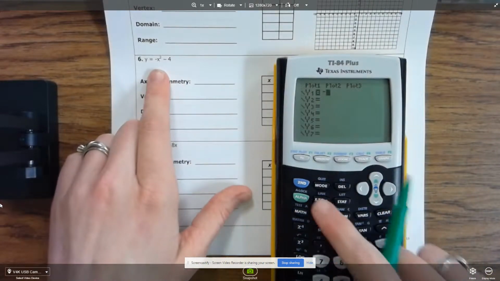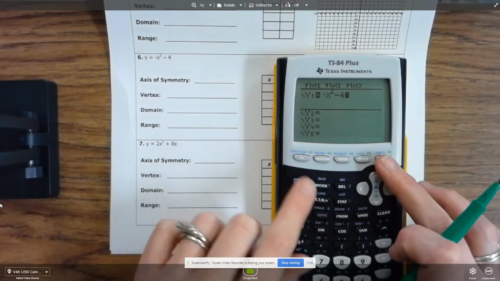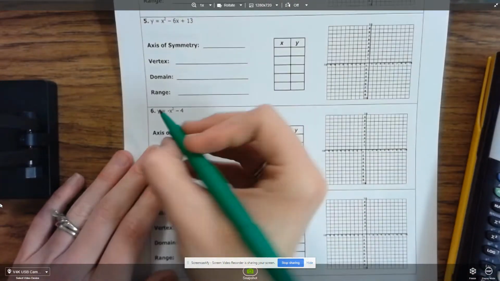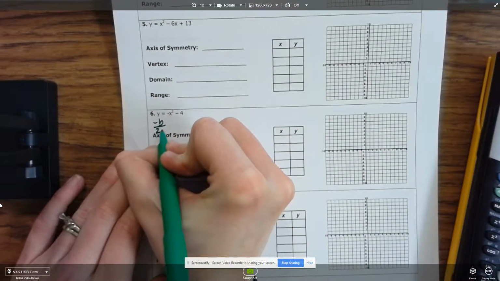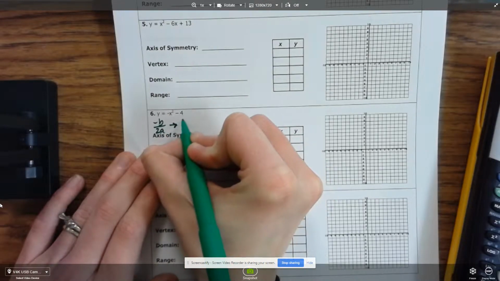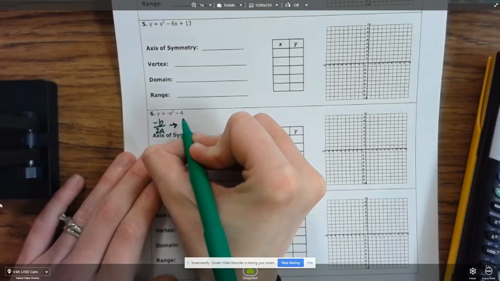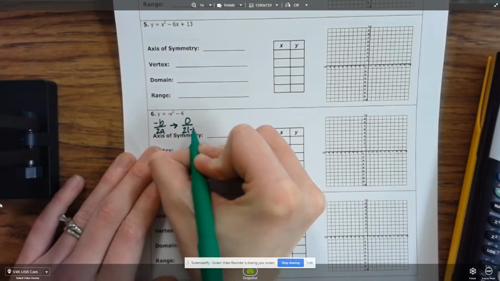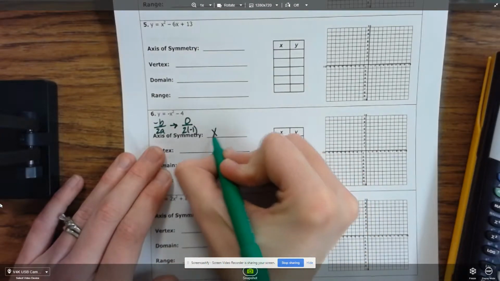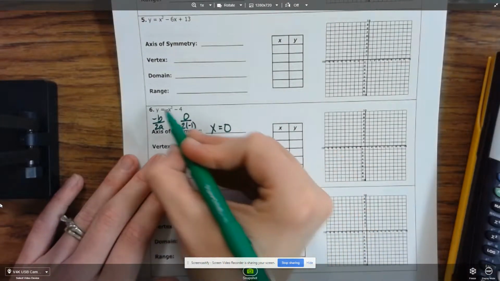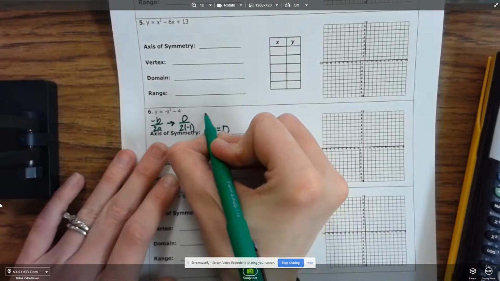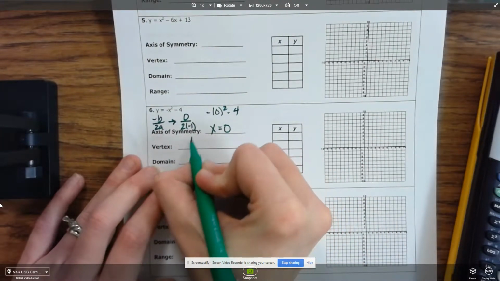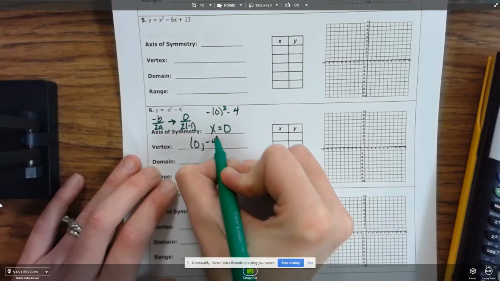Number 6 here is negative x squared minus 4. From there, I can get a table. The axis of symmetry, if you do it by hand, is negative b divided by 2a. Here there's no b, so when we divide, our axis of symmetry is going to be at 0. Then remember, to find your vertex, you plug back in here. So you would have negative 0 squared minus 4, so your vertex would be at (0, negative 4).